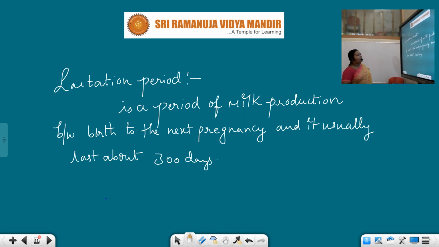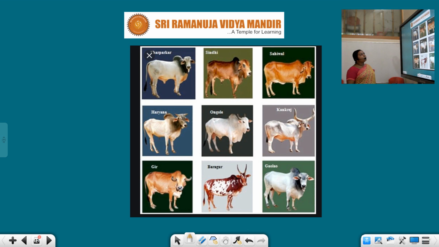I just explained the lactation period, students. Now these are the different types of cattle like Ongole, Sindhi, Haryana, Gir, Bargur. All these are different types. Sahiwal.